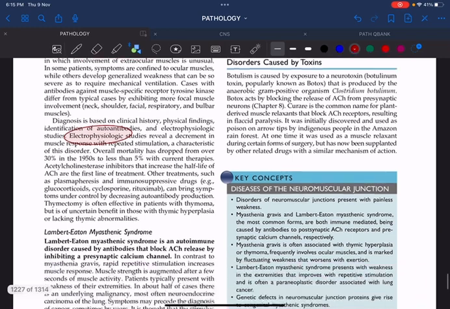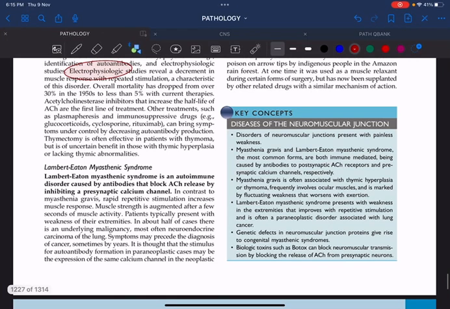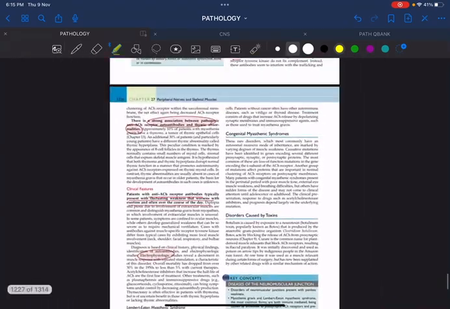Fine. Then another important condition is called Lambert-Eaton myasthenic syndrome. Just a word about that. It is an autoimmune disorder caused by antibodies that block acetylcholine release by inhibiting the presynaptic calcium channel. It is not the acetylcholine receptor, it is the presynaptic calcium channel. Just remember that one point.